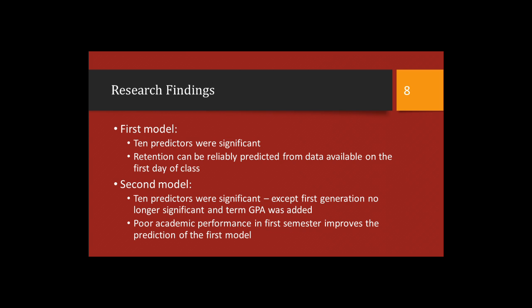In the second model, there were also 10 predictors that were significant. All of the same ones from the initial model were significant, except first generation was no longer a predictor, and term GPA was a significant predictor. Therefore, it can be concluded that the null hypothesis for each analysis was rejected and the alternate was accepted. Retention can be reliably predicted from data that's available on the first day of class, and data that's gained in the first semester, primarily GPA, does improve the prediction of that model.